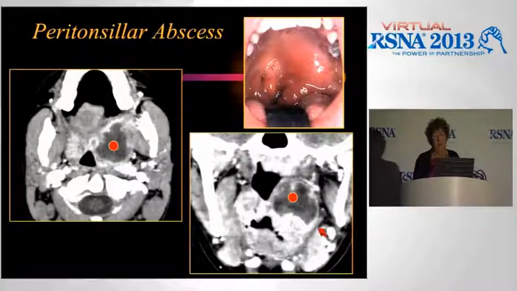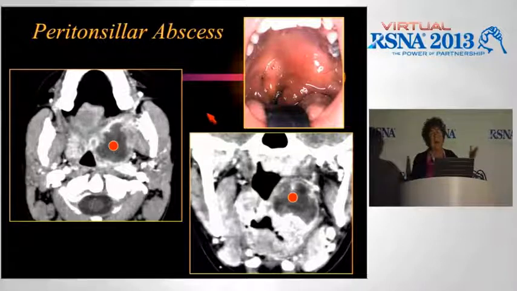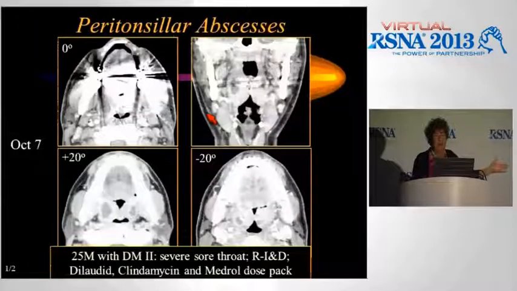Now here is another one. You can see this thing as it shows up in the ER. This very large peritonsillar abscess hasn't extended anywhere else. This is very simple. I&D, antibiotics, next case.